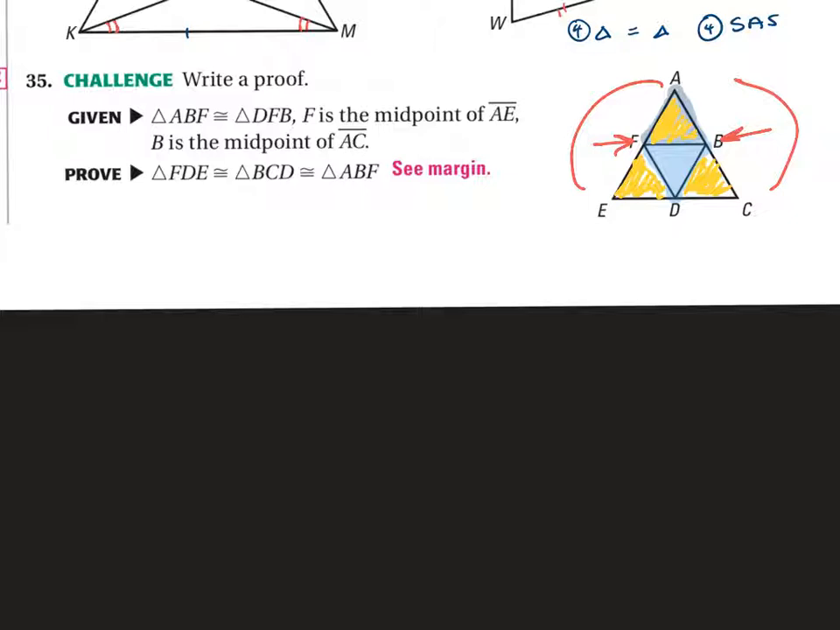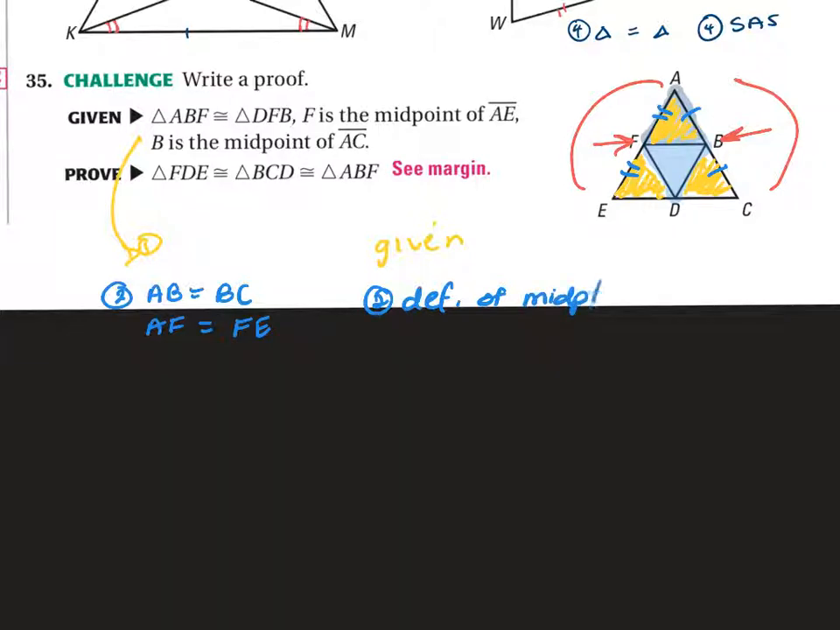Let's start with the midpoint, right? AB is congruent to BC and AF is congruent to FE. Okay. Now what?